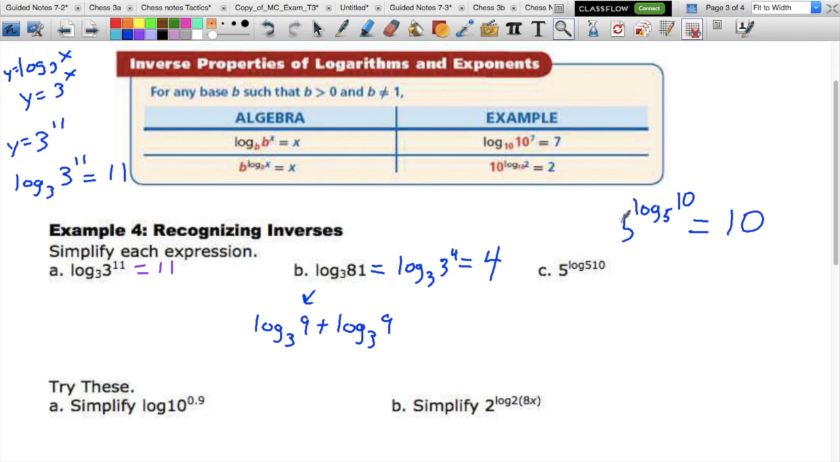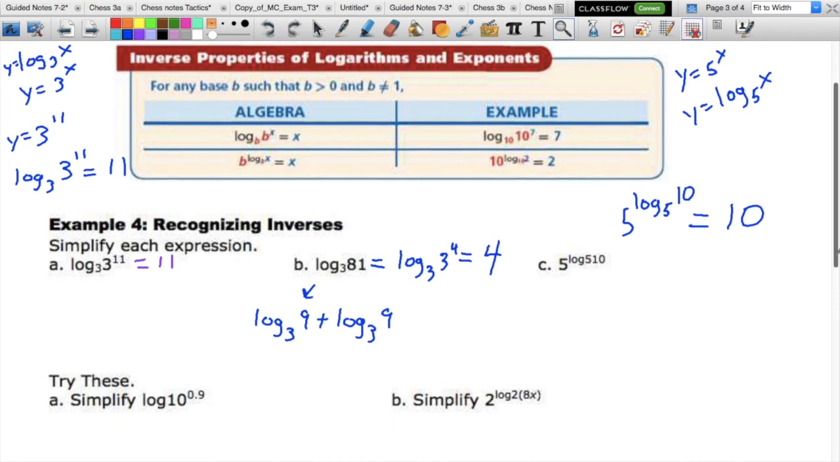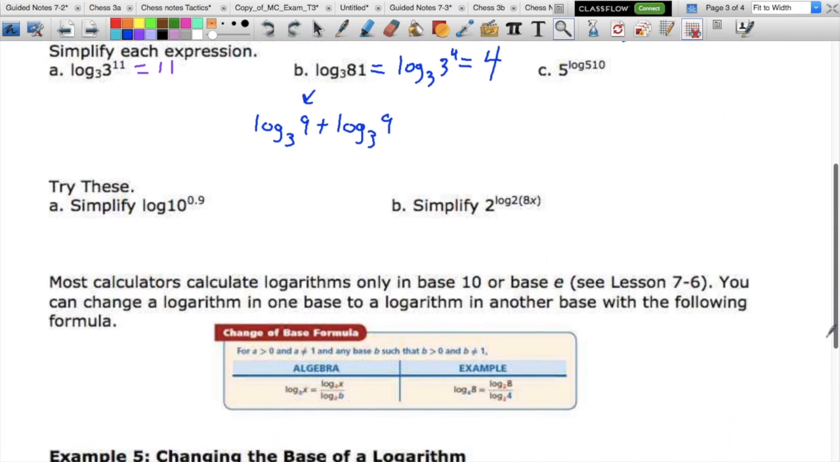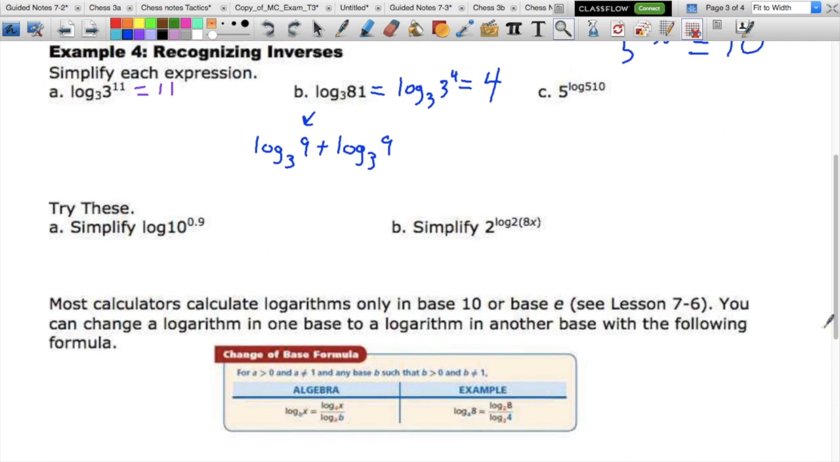These undo each other. 5 to the x, and then log base 5 of x. If you put one into the other, you always get what you started with. That's my point. If I put a 10 in here, and I get the answer, and then put that in there, I'm going to get 10 back. They undo each other. So what do you get for A? Try these. Yeah, 0.9.